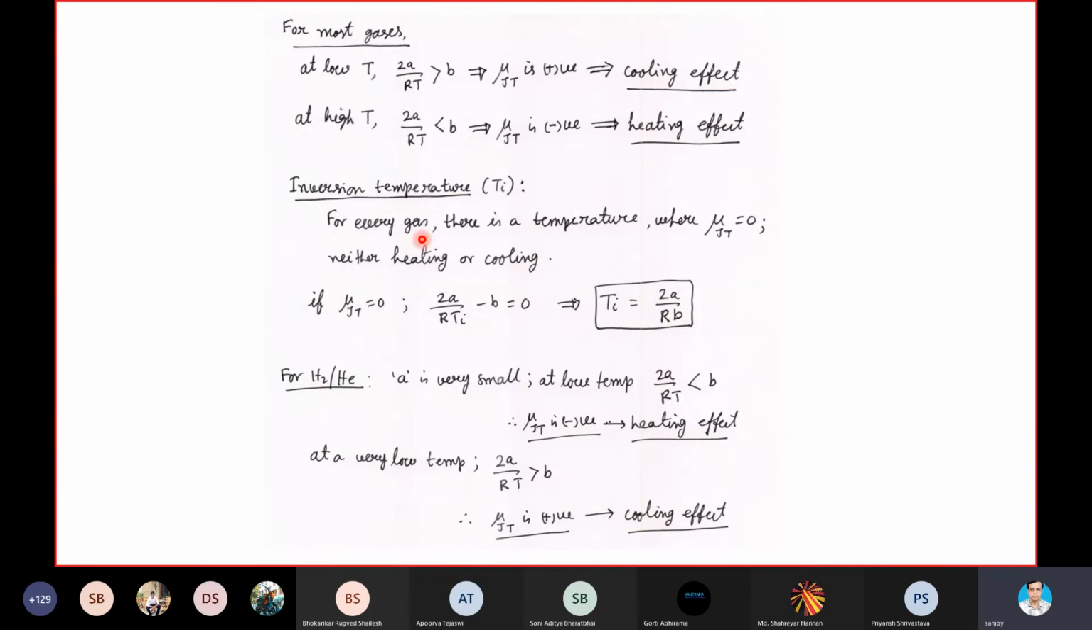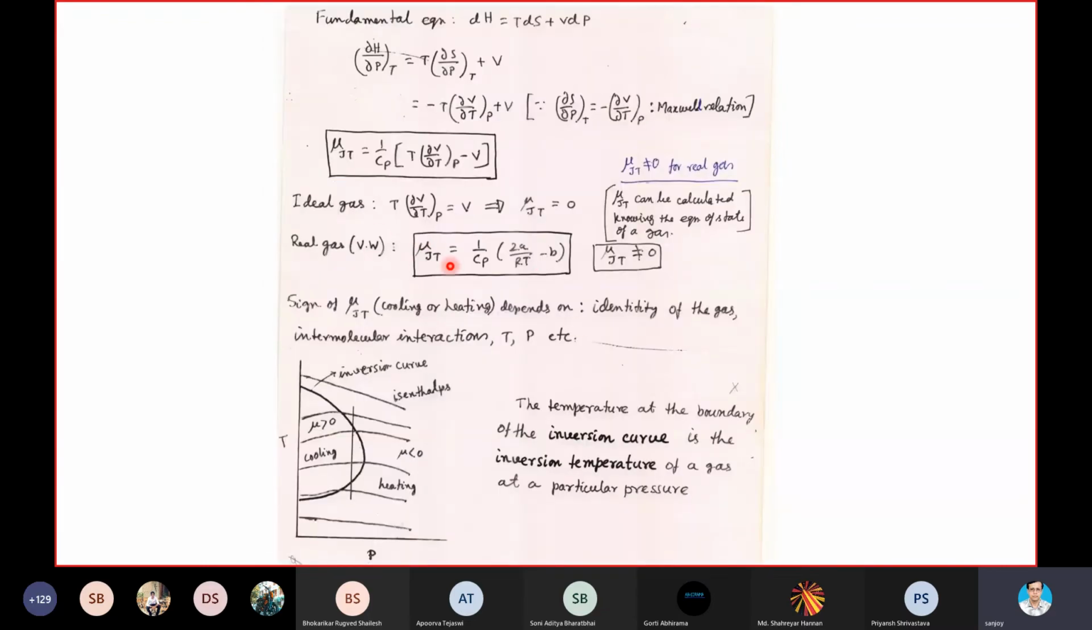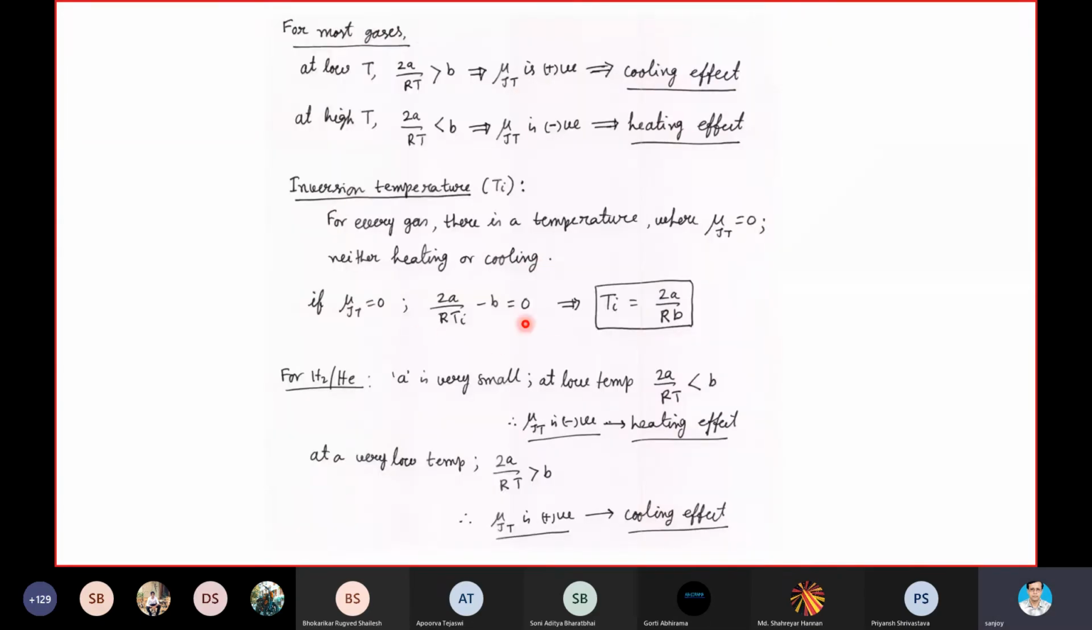And then you can actually find out that expression. So in mu J-T equal to 0, that means this term will be 0: 2A by RT minus B. So you can put this value to 0, and from there you can find out what the inversion temperature will be. So 2A by RT_I minus B equal to 0. If you solve, you find the inversion temperature.